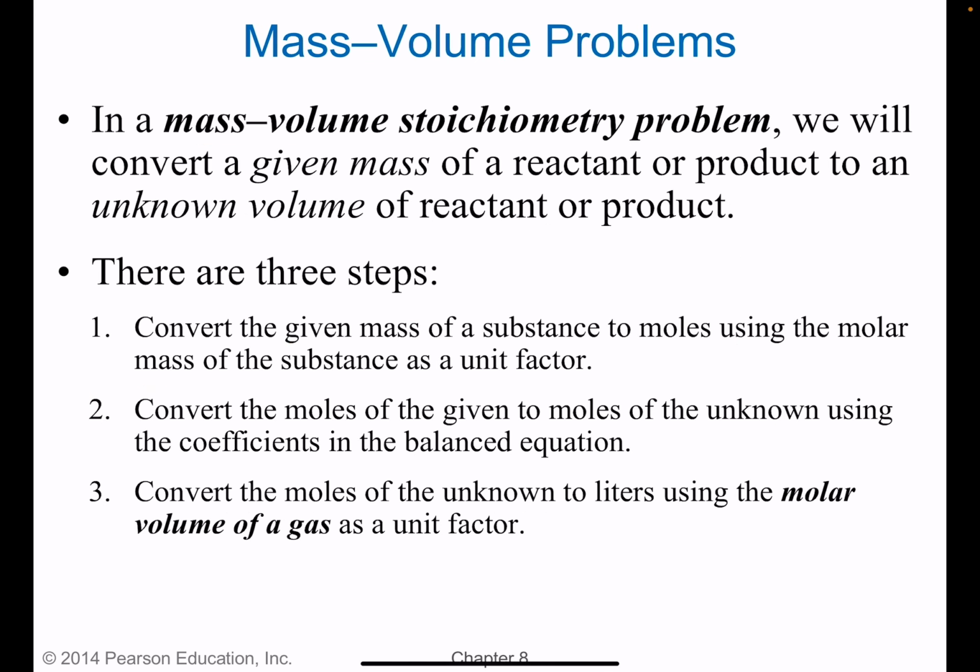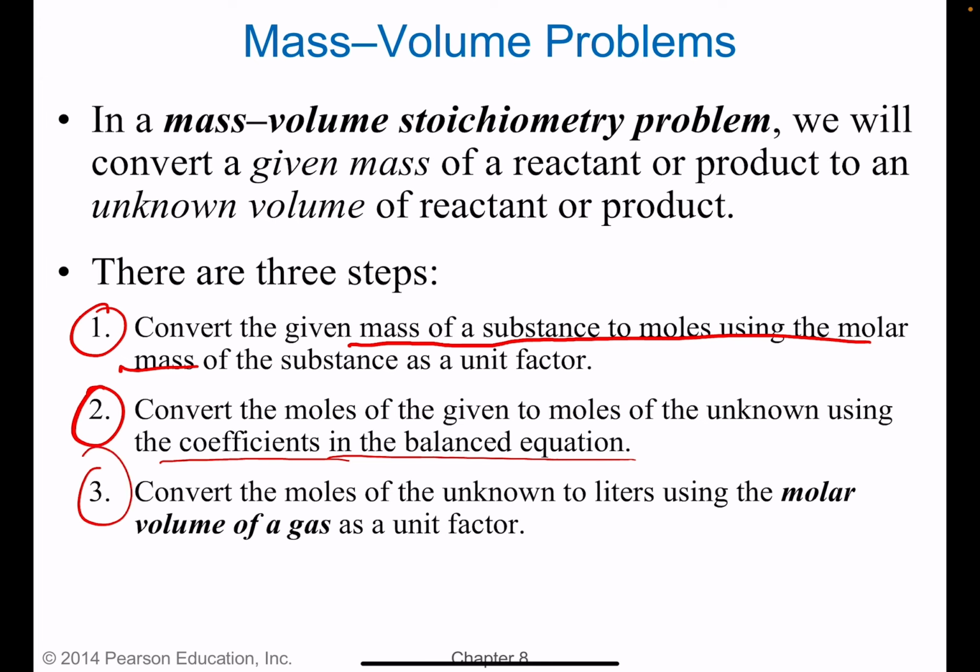Mass volume is very similar. So the first step is essentially the same, and even the second step is the same. So step one, going from grams to moles using the molar mass. Step two, we're using the mole ratio, so the coefficients in the balanced chemical equation. And then number three, instead of converting to grams of the other substance, we're going to convert to liters using the molar volume. And if it is at standard temperature and pressure, that means 1 mole equals 22.4 liters.